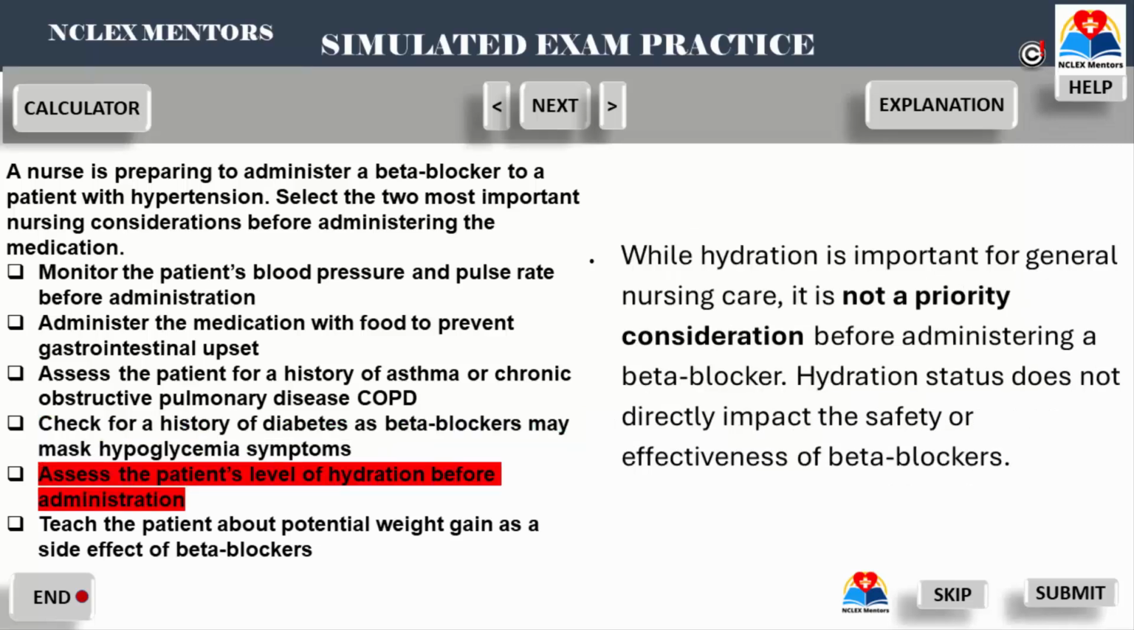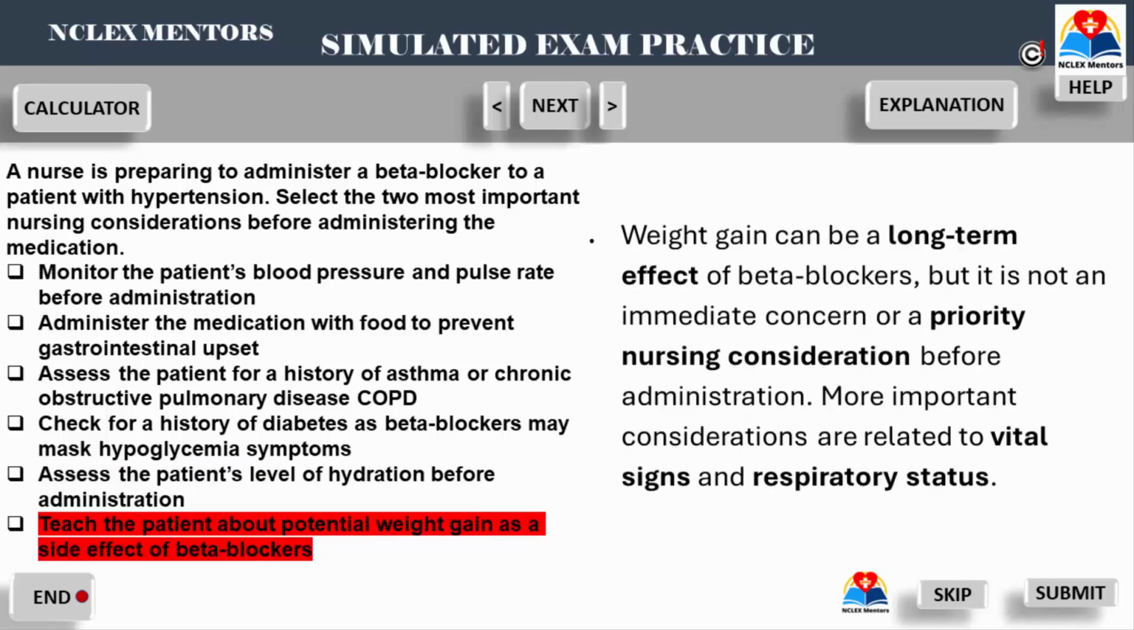Option 5. Assess the patient's level of hydration before administration. While hydration is generally important, it doesn't directly impact beta blocker safety or effectiveness. This is not a priority consideration. Option 6. Teach the patient about potential weight gain as a side effect of beta blockers. While weight gain can be a side effect, it's not an immediate concern before giving the medication. More important considerations involve vital signs and respiratory risks.